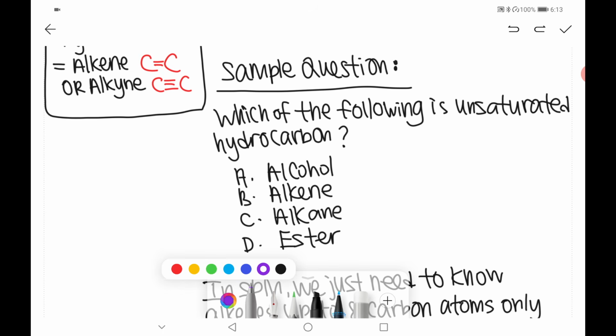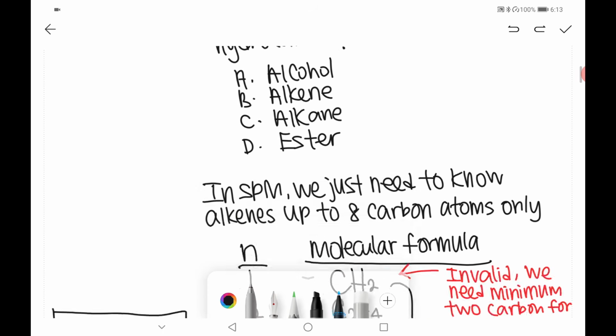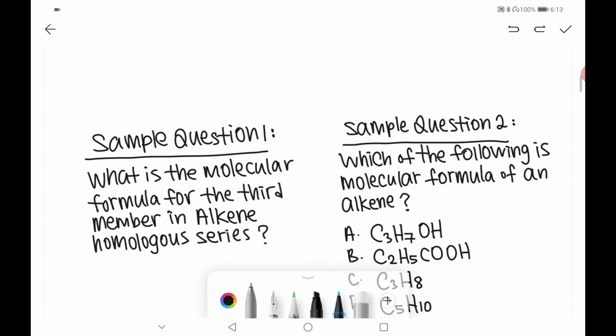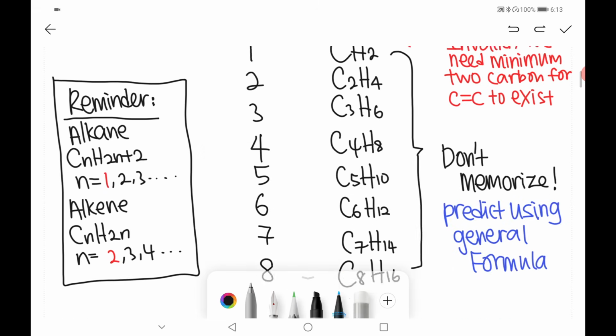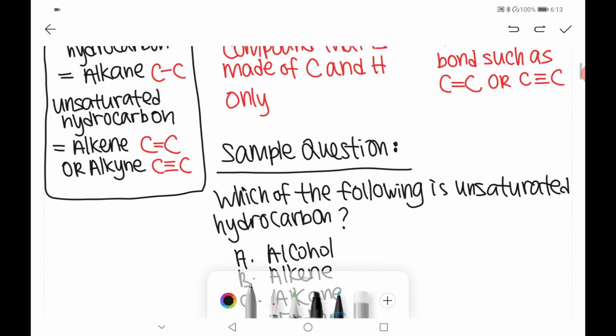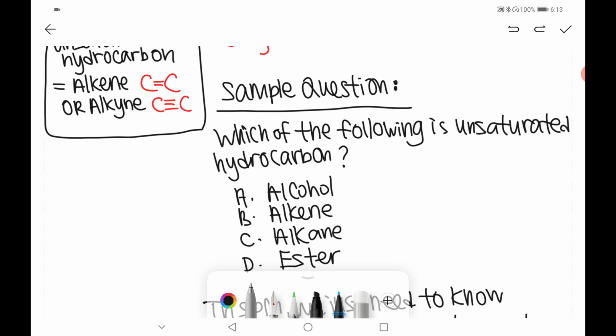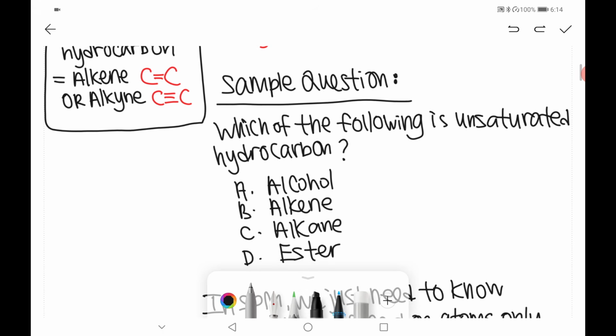Okay, I give you a sample question here. This is one of the sample questions that we will do together. All right, so now we will try to do this together. The question is this: which of the following is unsaturated hydrocarbon?